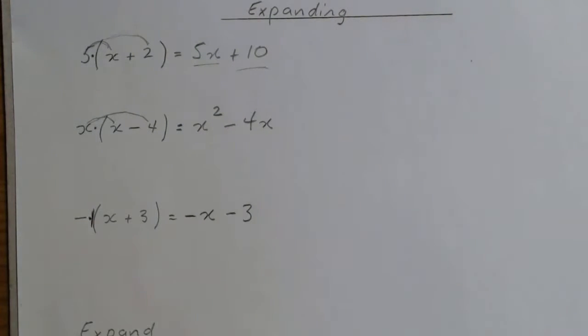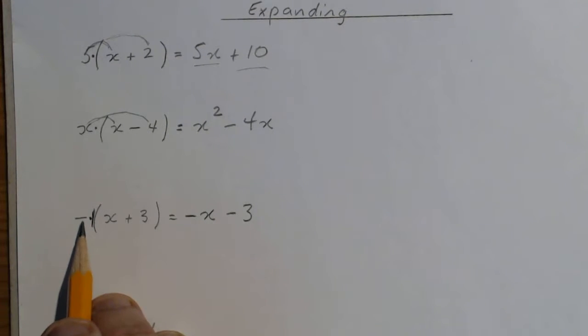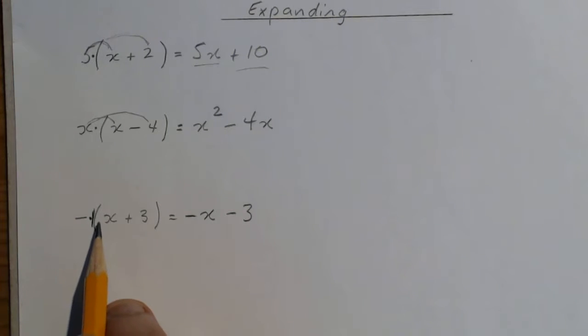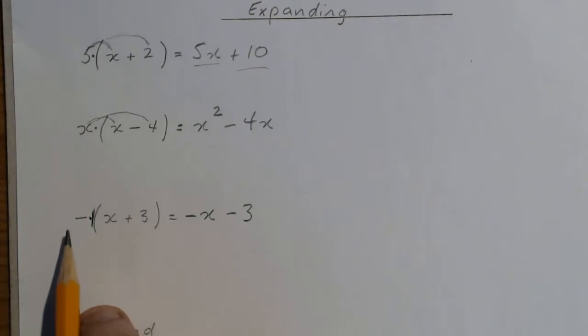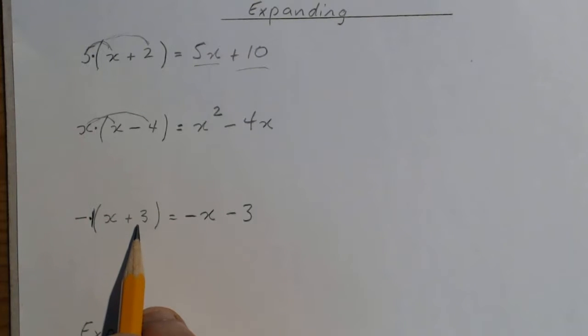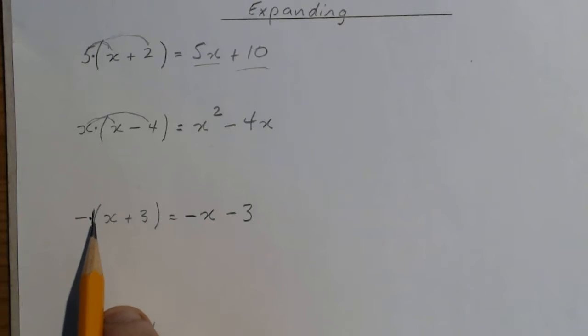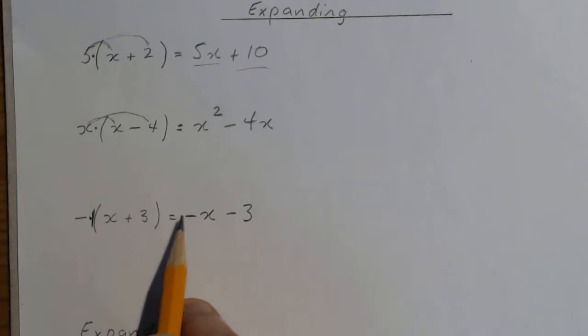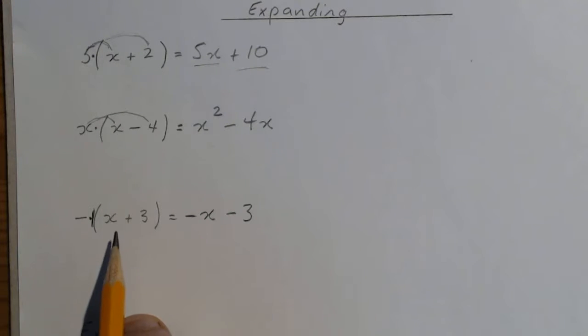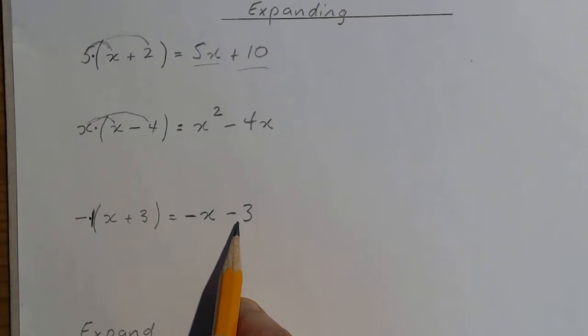Now you would have noticed here we had a negative outside the bracket, and inside the bracket was positive x and positive 3. So when there's a negative outside the bracket, it changes the sign of all the terms inside the bracket. So this term went from positive to negative, and this went from positive to negative.